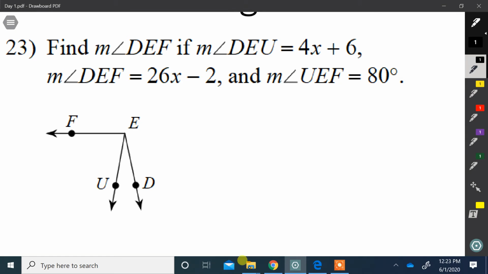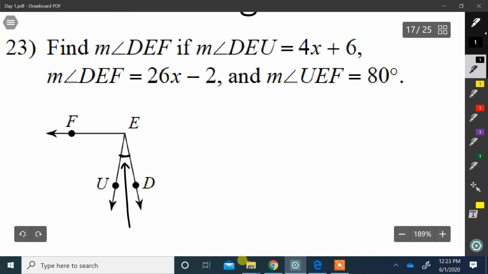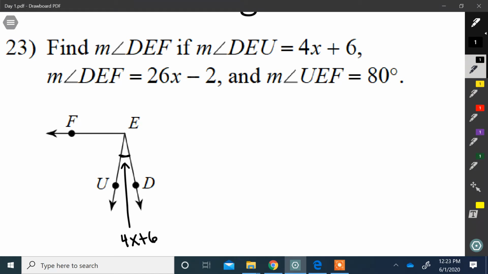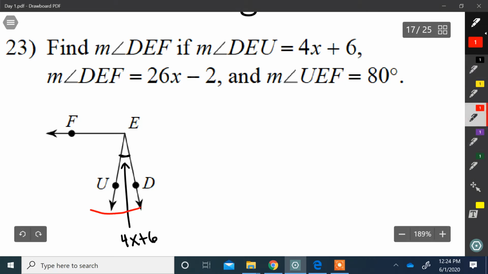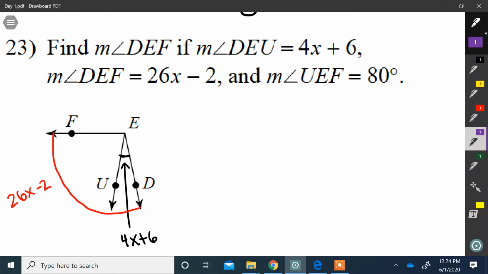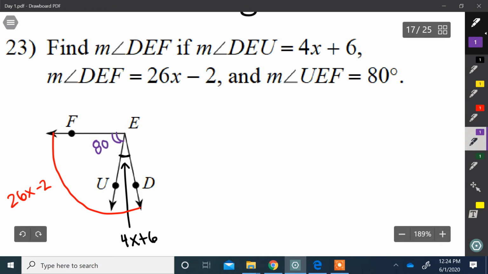So DEU is this angle right here. That angle right there is 4x plus 6. And then we have DEF. So DEF is the whole thing from here to there, and that is 26x minus 2. And then finally we have UEF, which is this angle right here. That is saying that that's 80.